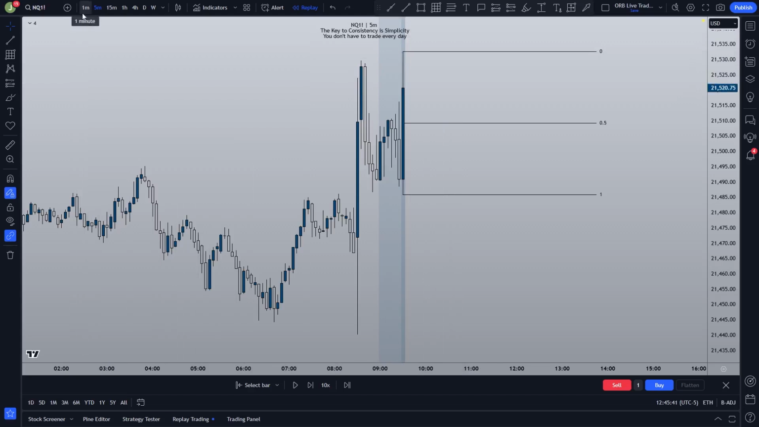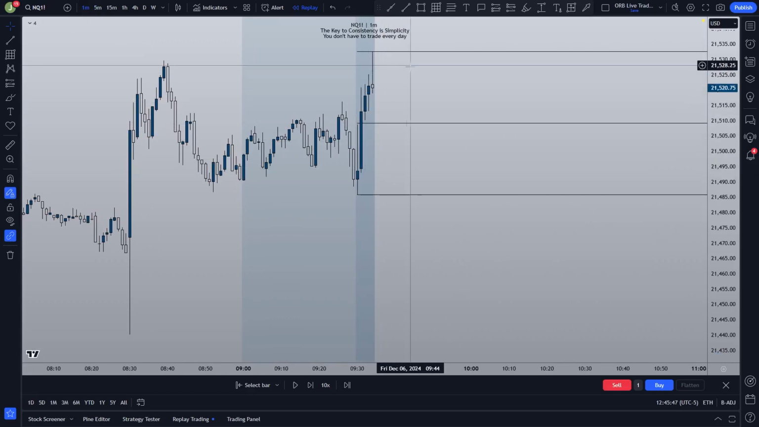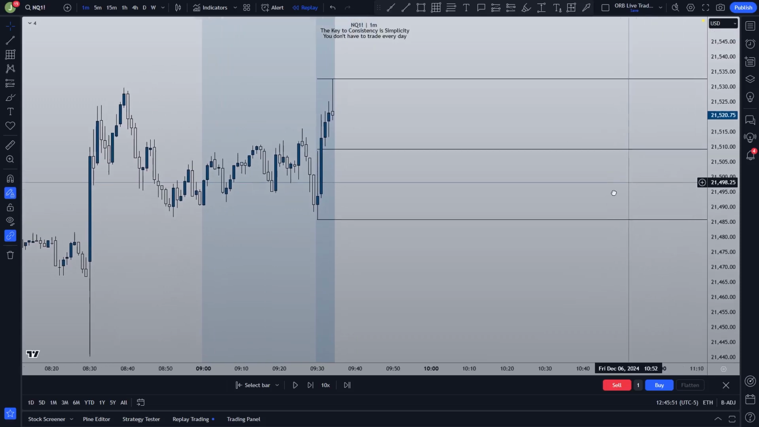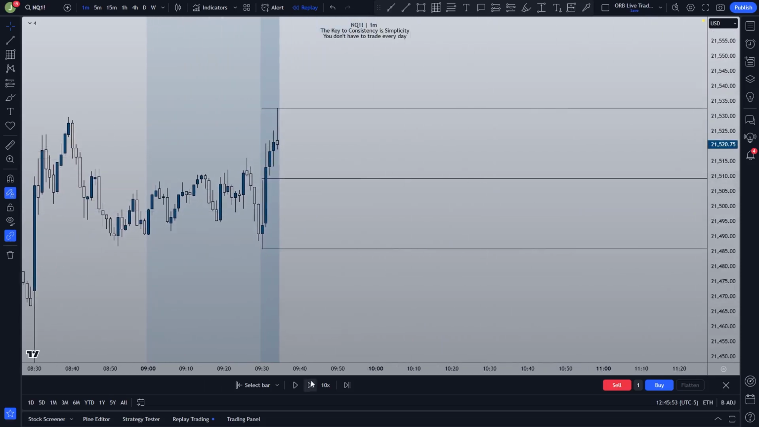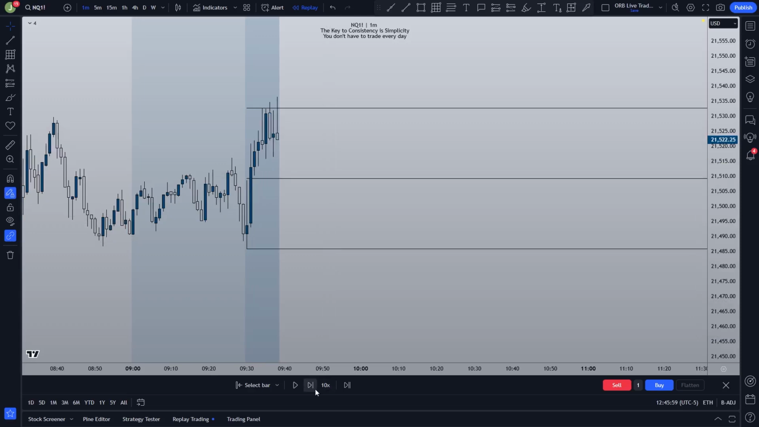Now we're going to jump down to the 1-minute candles. And we're just going to look for price to break the high or the low of the range. That's it. So let's go through a couple of candles. When I say break, I also want to reiterate that I also mean close above the range.